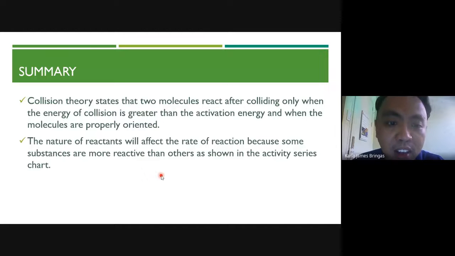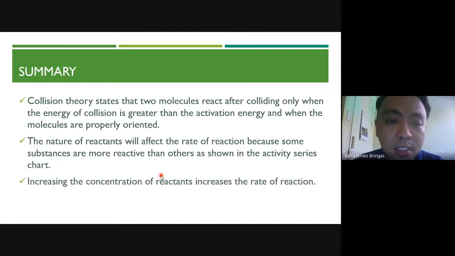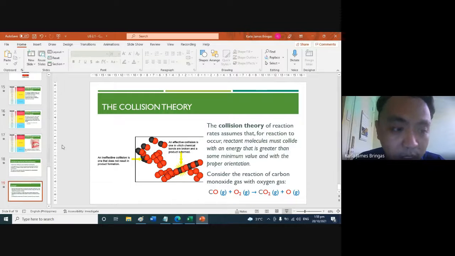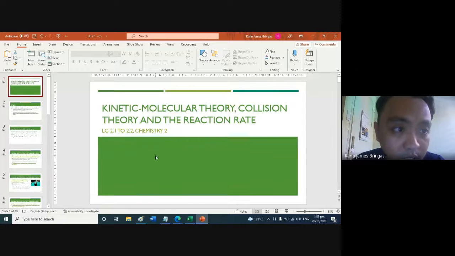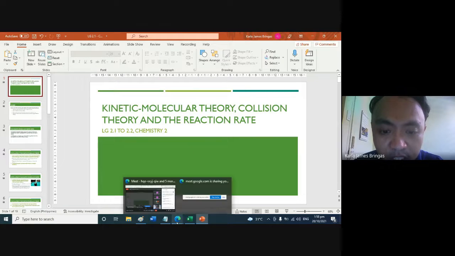The nature of reactants will affect the rate of reaction according to the activity series, since there are some substances that are more reactive than others. And finally, increasing the concentration of reactants increases the rate of reaction. So that basically sums up our KMT, our collision theory, and some factors that affect our reaction rate.